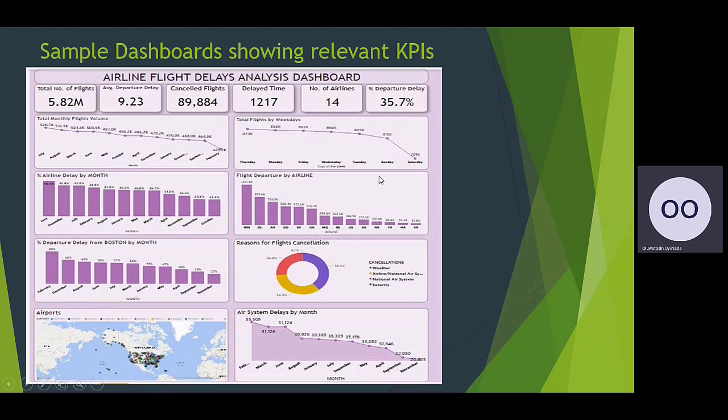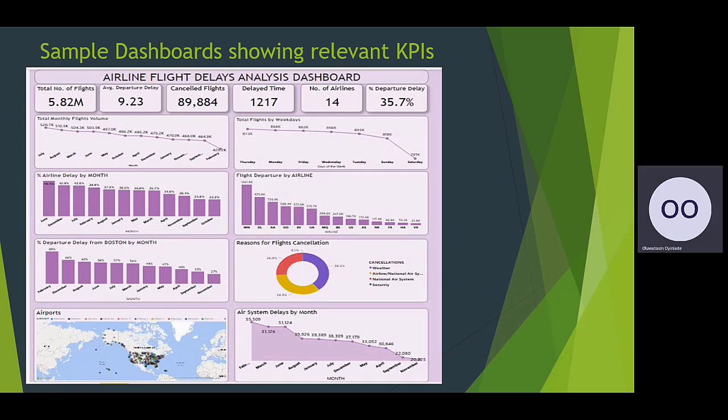This is one of the projects I did, that should be like 2 months ago, on an airline. And some of those KPIs were actually deployed there. So this airline is based in the US and it has over 5.8 million subscribers. So that's the total number. We want to look at the average delay. Those data have been given.